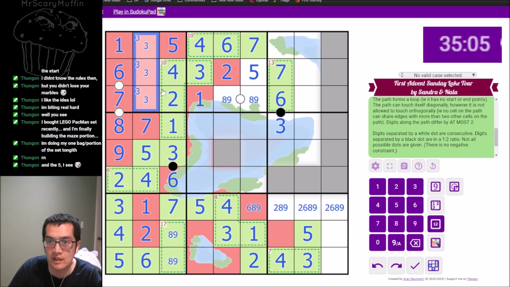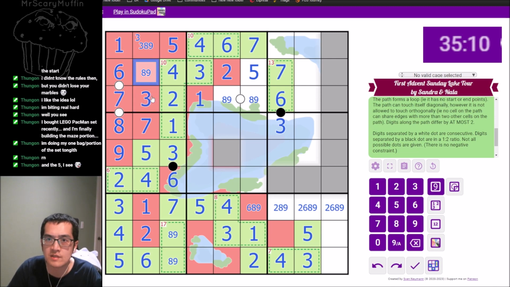This is 3, 8, and 9. It's not the 3. This is not 8. So that's a 3. 8, 9 leaves us with 5 and a 4.